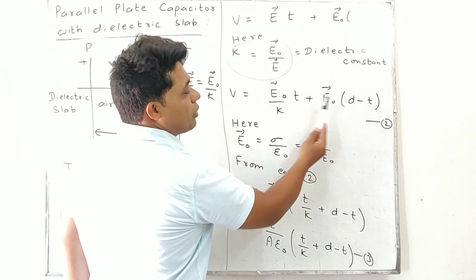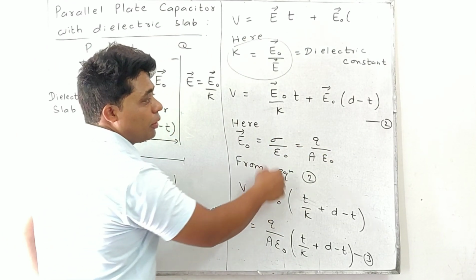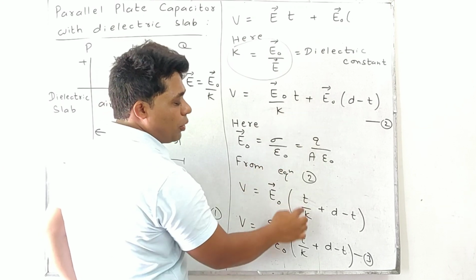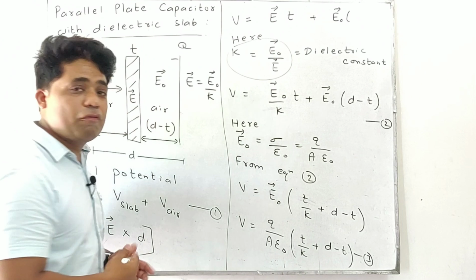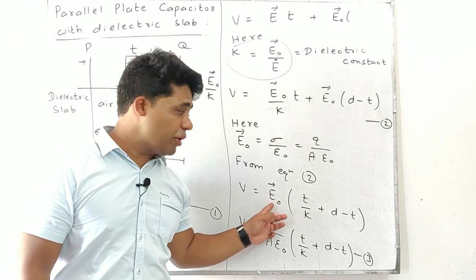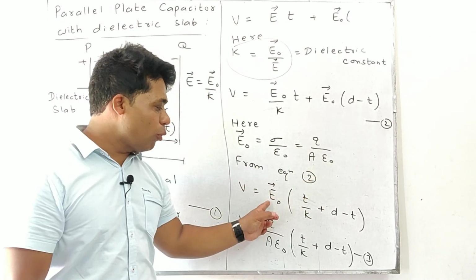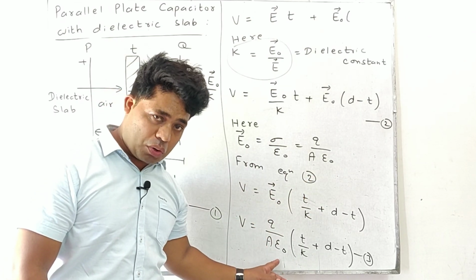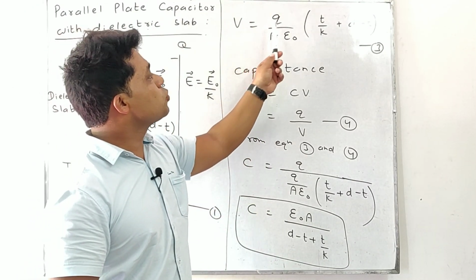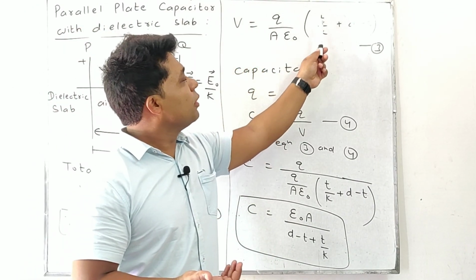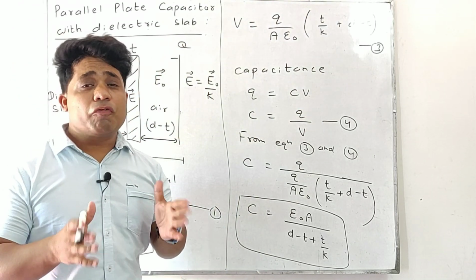Now, in this second equation, we'll take E naught common, electric field. Remaining term will be T upon K, and on that side D minus T. And we know very well what is the electric field of air: Q by A epsilon naught. Here I'm going to put Q by A epsilon naught. So we'll get potential as V equals Q by A epsilon naught into T upon K plus D minus T.